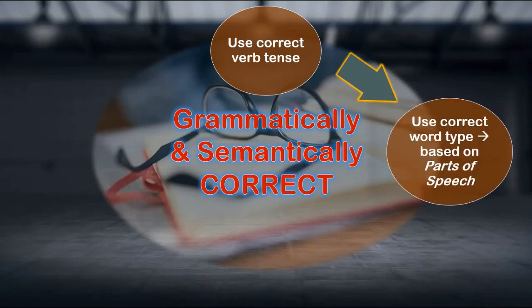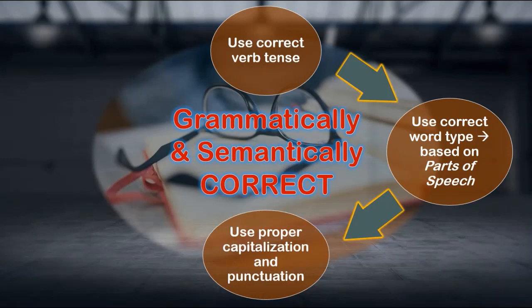And then you have to use the correct word type. When do you use the adjective, when do you use the adverb, or the verb itself? The adjective must be used to describe nouns, while the adverb is used to describe the verb, or the whole sentence, or the adjective, or other adverbs. You must know the functions of each of the parts of speech.